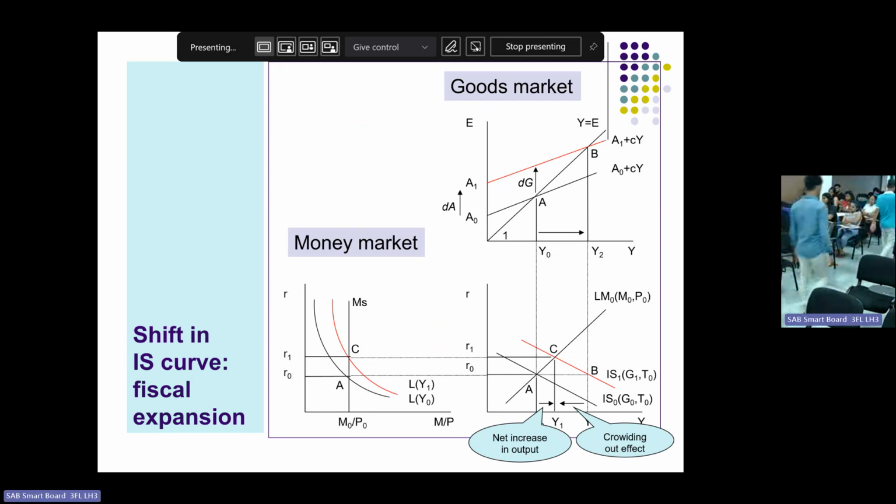And if the LM curve is horizontal, there we see zero crowding out. I made a mistake here. Here is the complete crowding out.